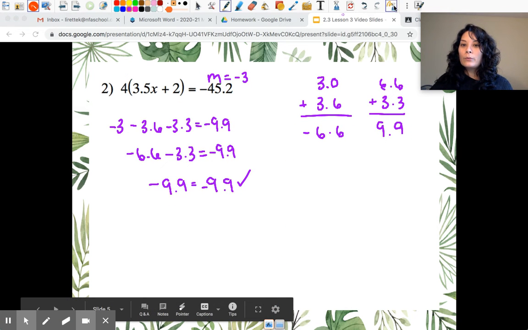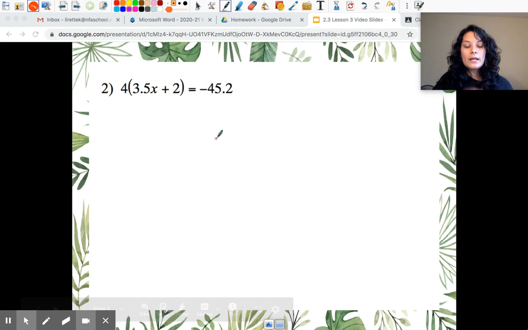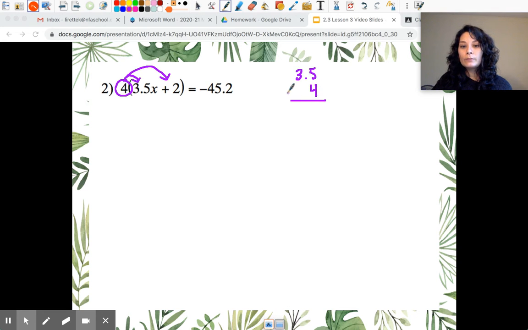Okay, here's another one to copy in your notes. Go ahead and copy it down. I'll walk you through. Now in this one, we have parentheses. We should always distribute first, regardless of what method we're using, whether we're working with the decimals or clearing them. So I'm going to multiply 3.5 with the 4. Remember, when we multiply decimals, we ignore the decimal. We pretend it's an integer. So I'm looking at this like it's a 35.